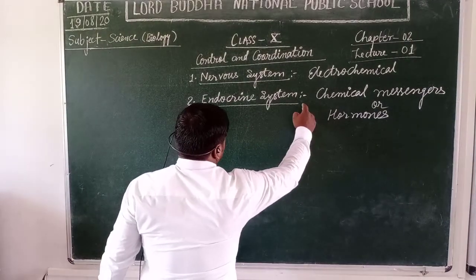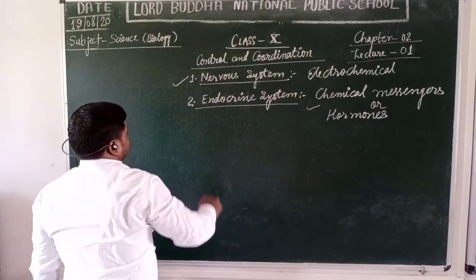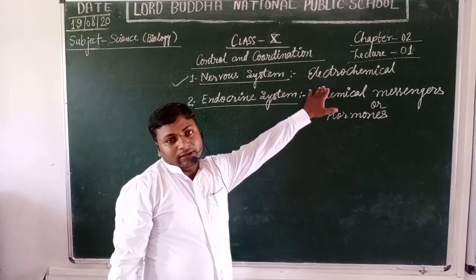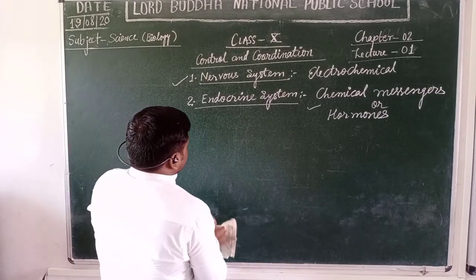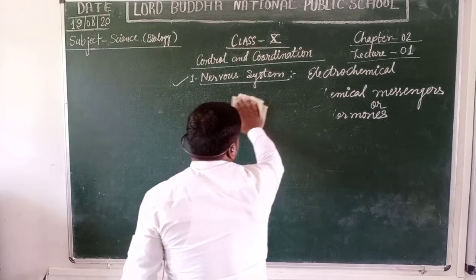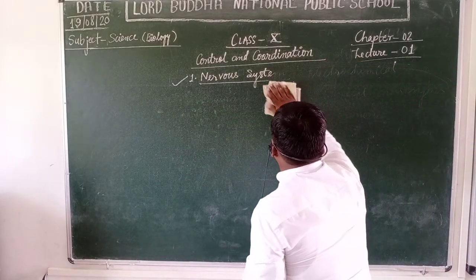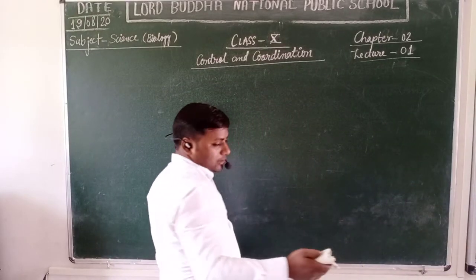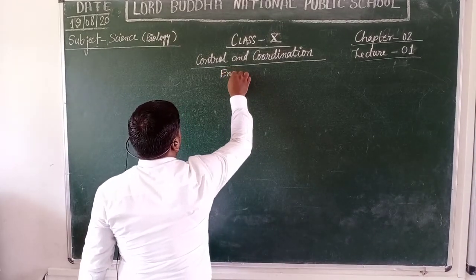This kind of system is found in both animals and plants, but the nervous system, the first type of coordination system, is found only in animals. Now, students, we are going to learn more about the endocrine glands and hormones. After that, we are going to do a comparative study of the nervous system. First of all, the endocrine glands.